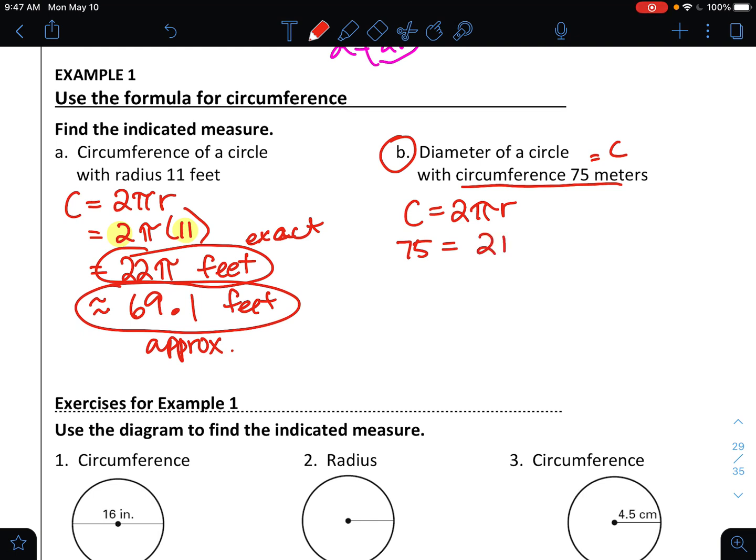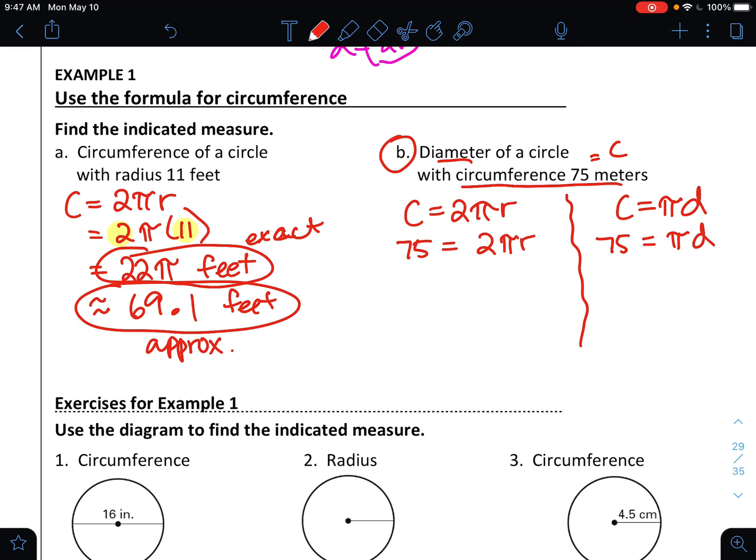Okay, so I am substituting in 75 for C. Now, I'm going to do it two different ways. If you want to switch between the formulas, you can, because I see the word diameter here. So if I worked with the first formula, it would look like this. Let's say I continue with 2 pi r.